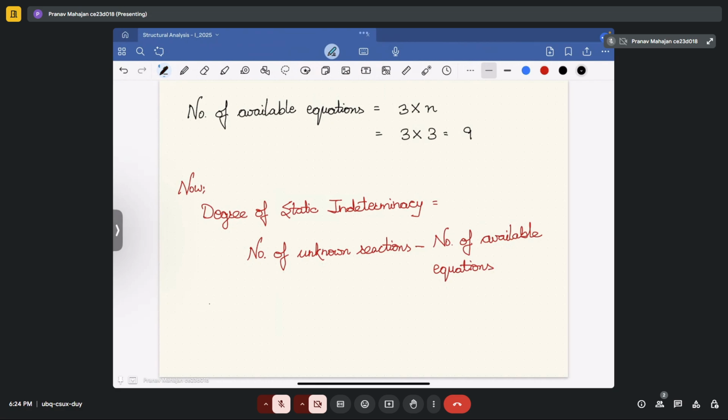So your Ds will become equal to the number of unknown reactions, which we have already calculated as 18, minus the number of available equations, which we have calculated to be 9. So your Ds will come out as 9. Okay, so your degree of static indeterminacy in case of this type of frame will be 9. So this is how you first determine the static indeterminacy in any structure. Then you proceed further to determine the redundant forces.